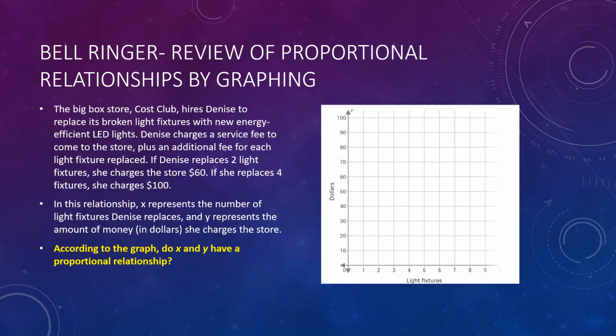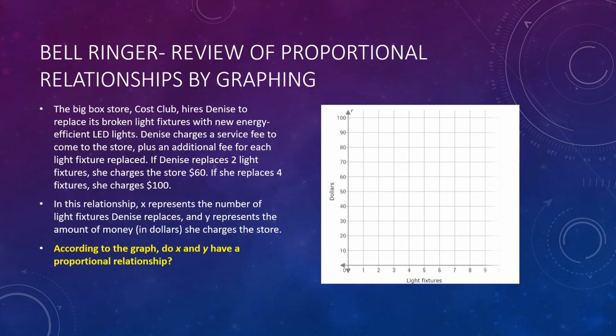Okay, let's review proportional relationships by graphing this time. Okay, it says the big box store, Cost Club, hires Denise to replace its broken light fixtures with new energy-efficient LED lights. Denise charges a service fee to come to the store, plus an additional fee for each light fixture replaced. If Denise replaces 2 light fixtures, she charges the store $60. If she replaces 4 light fixtures, she charges $100.